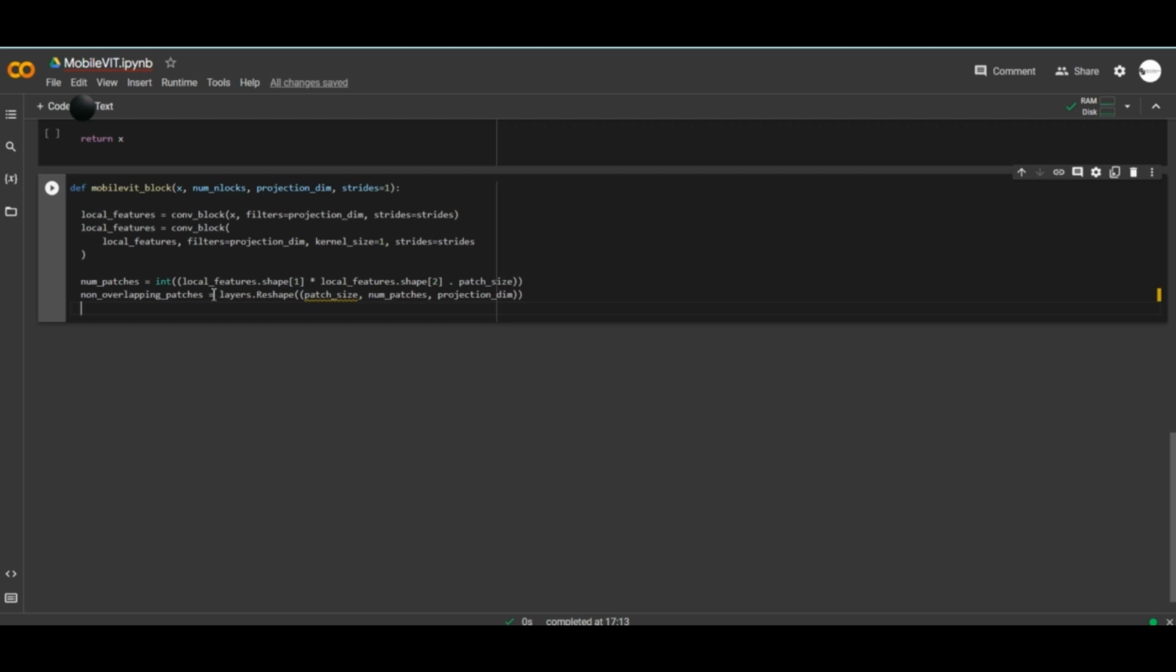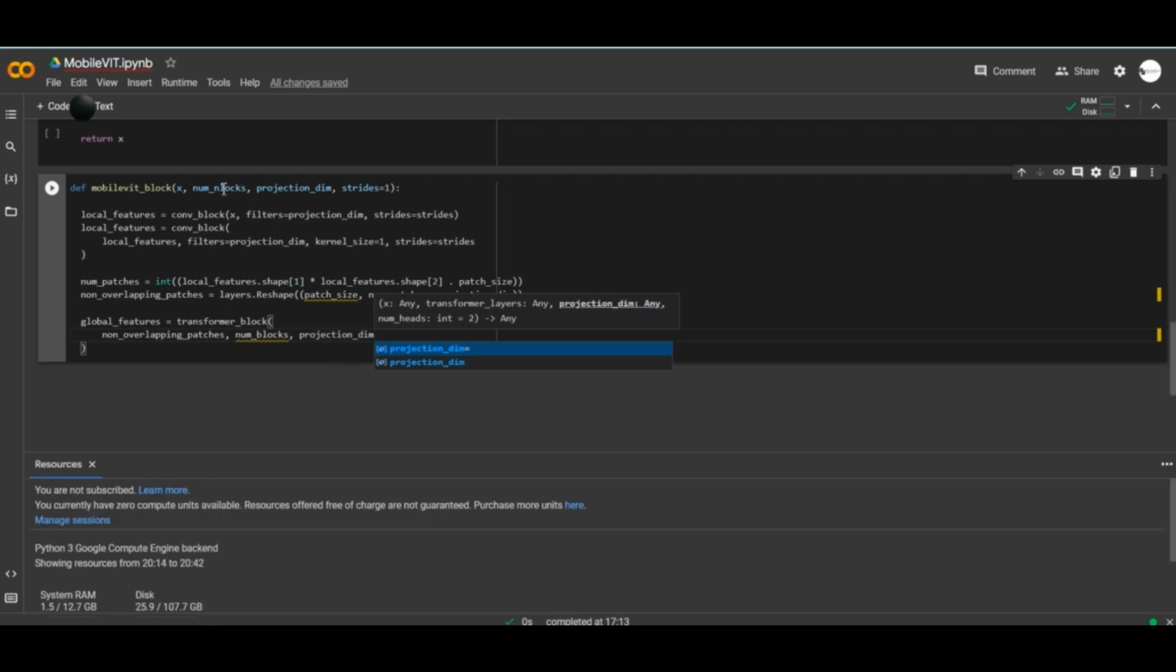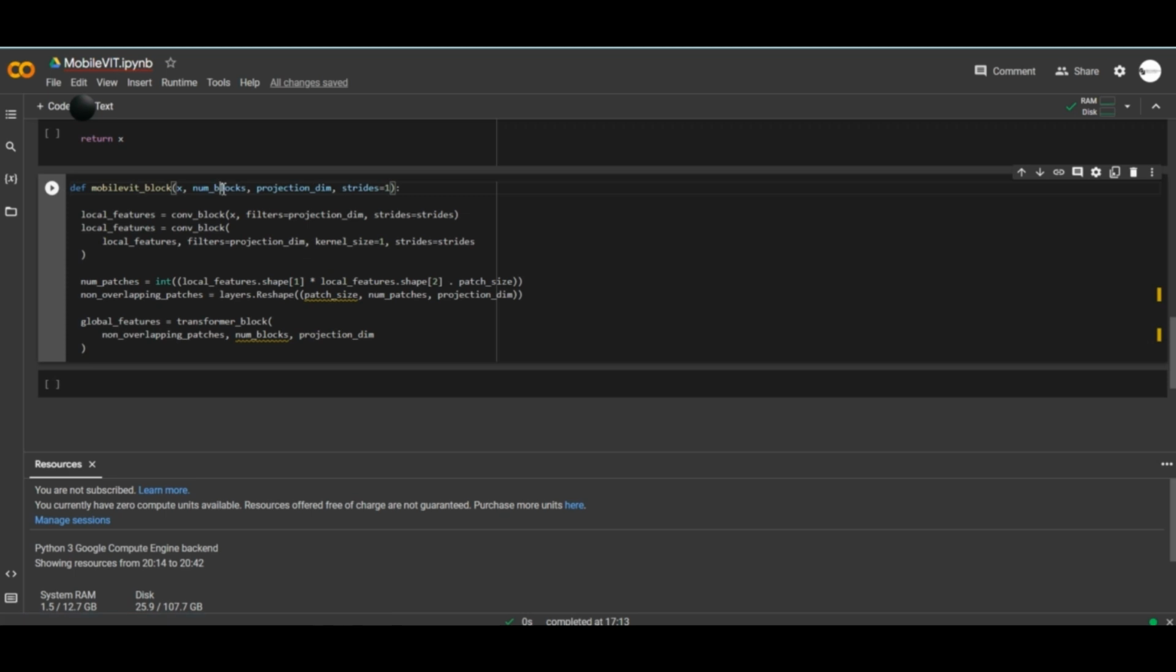Okay, then now we're gonna push these non-overlapping patches to our transformer block. Okay, so we're gonna say global features. So we then have this transformer block that we already built. We're using this block to take the non-overlapping patches. Then we say num blocks. Okay, so it's gonna be projection dimension. Okay, like so. So number of blocks. So I think yes, because I have a spelling error, like so.